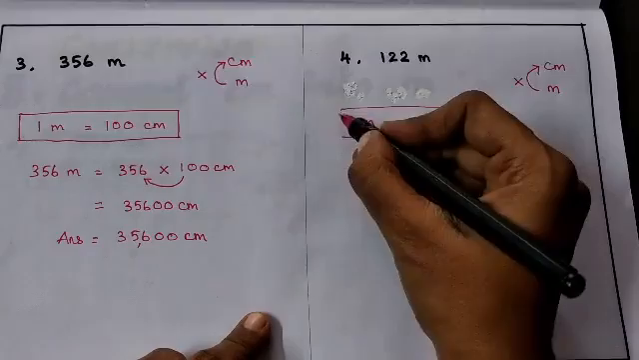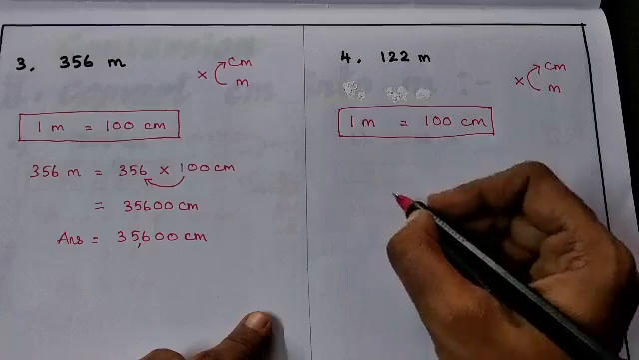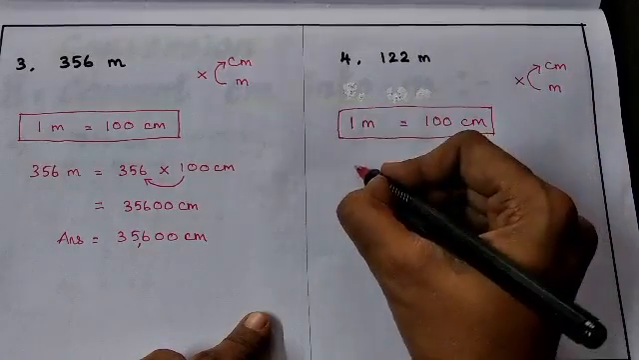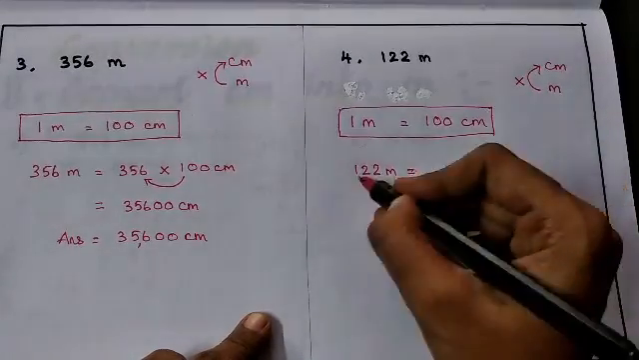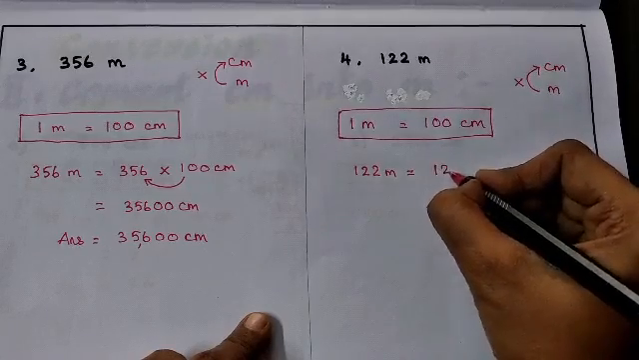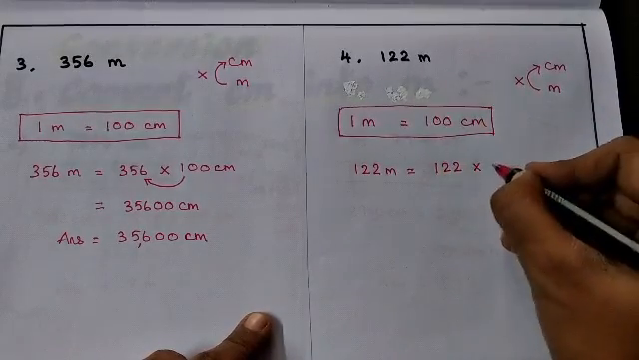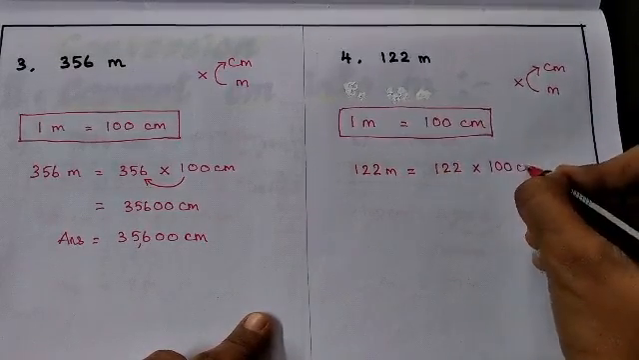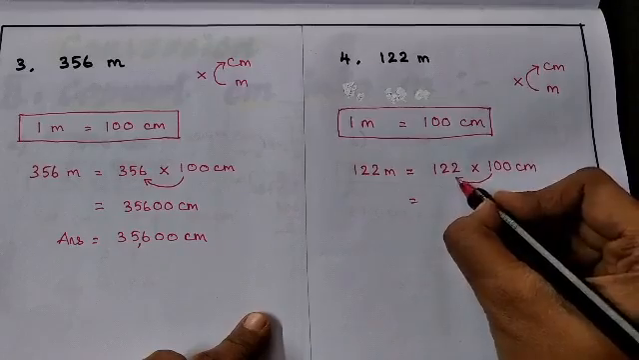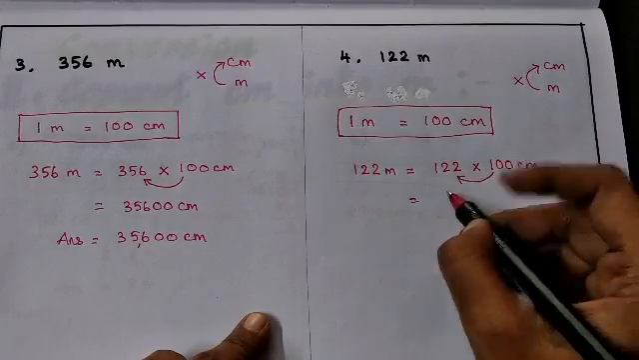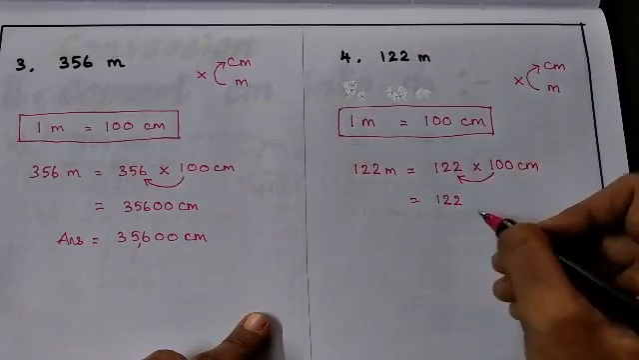Draw a box like this, then only it will look good. Use your scale and pencil, children, then only it will be neat and clear, right? Write the question number here, that is 122 meter, equal to, the same number has to be repeated here, 122 multiplied by 100 centimeter, standard unit of centimeter, right? Then multiply this 122 ones are 122, same number, isn't it? One time if you are multiplying, you are getting the same number, isn't it?